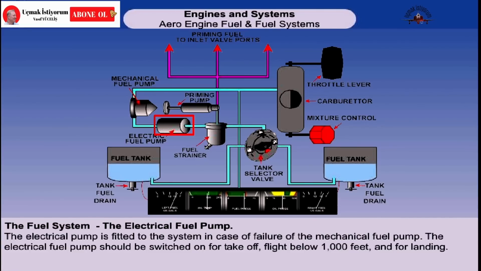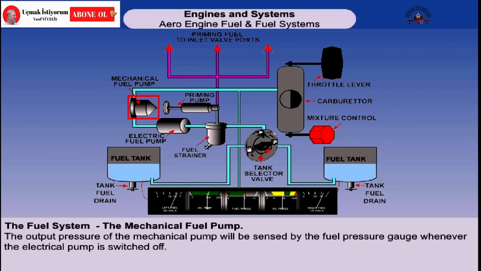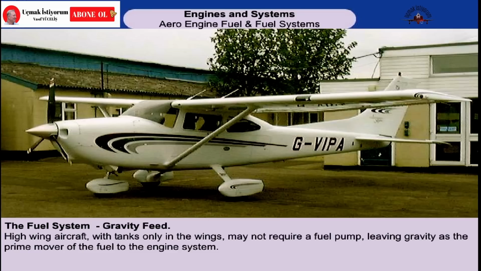Notice that there is a fuel pressure gauge fitted to the instrument shown. This can be used to check the output of the electrical pump when the engine is not running. Downstream of the electrical pump is the engine-driven mechanical pump. The fuel pressure gauge will sense the output pressure of the mechanical pump whenever the electrical pump is switched off. High-wing aircraft with tanks only in the wings may not require a fuel pump, leaving gravity as the prime mover of the fuel to the engine system.